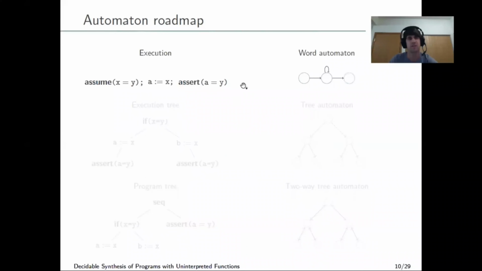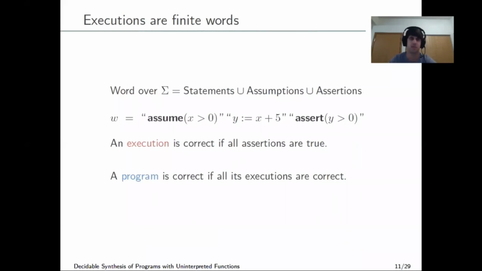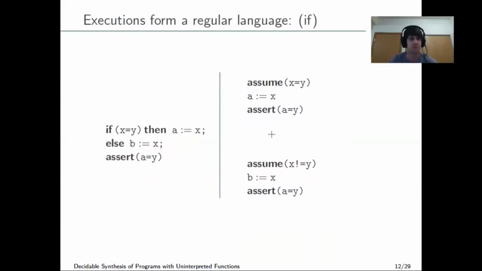We'll start with executions. Executions are finite words over a rather complicated finite alphabet sigma of statements, assumptions, and assertions. W is an example here. We'll say an execution is correct if all its assertions are true. And a program is correct if all its executions are correct. For any given simple program, the set of executions it generates is a regular set.